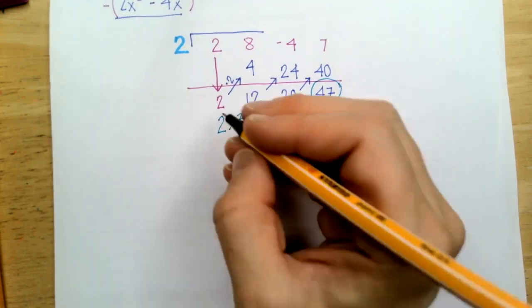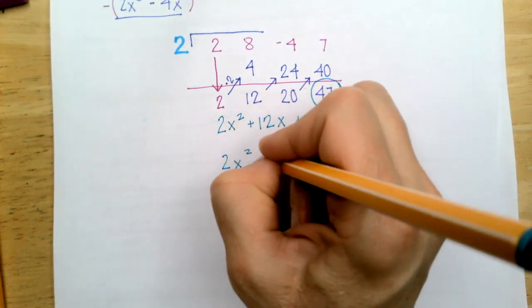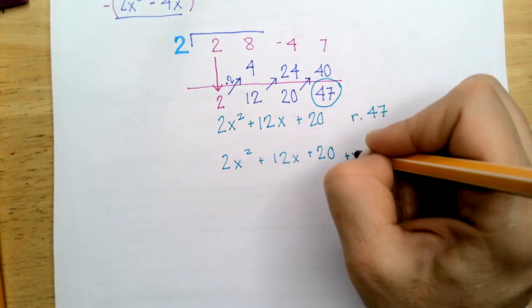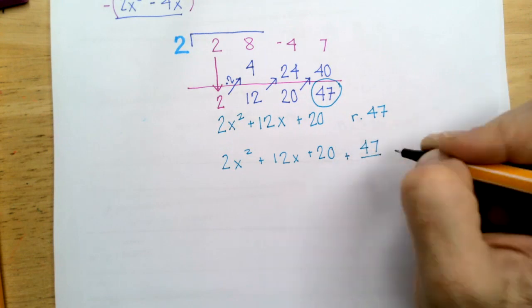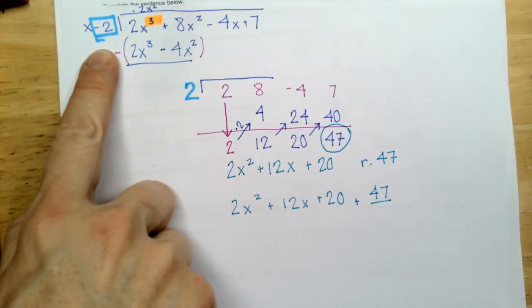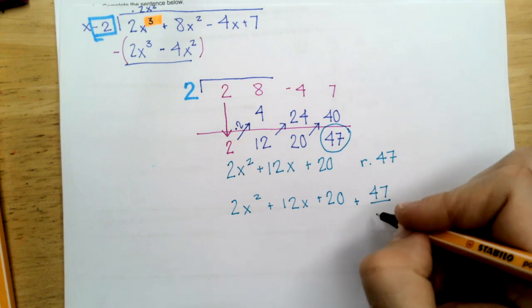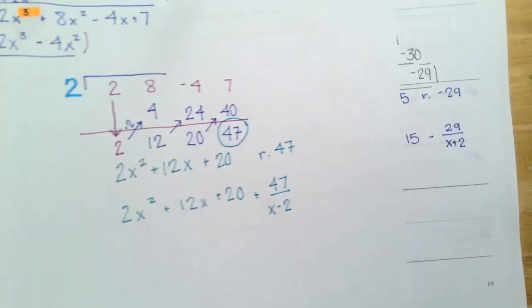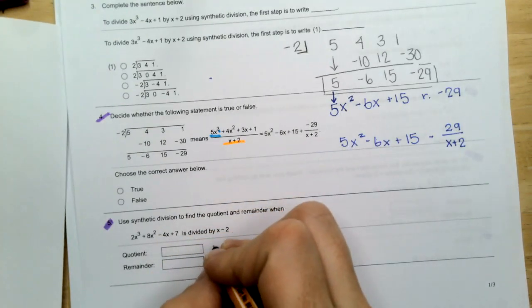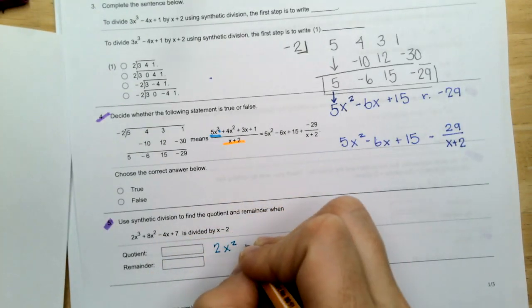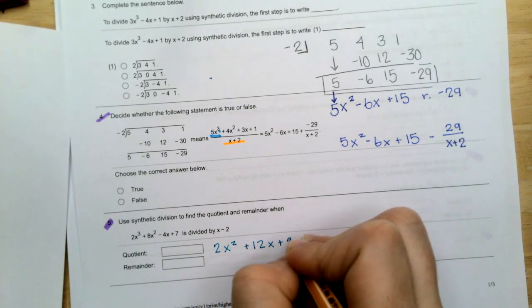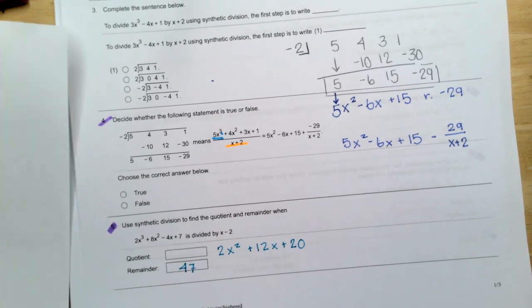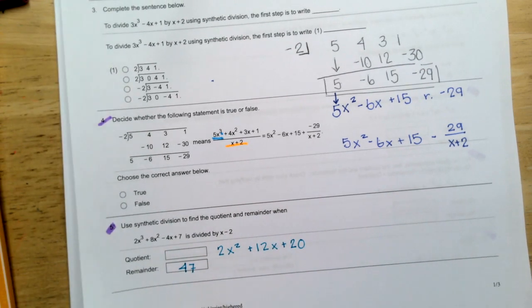Okay? Or we can write it as 2x squared plus 12x plus 20 plus, because it's a positive, 47 over, and then take your original, x minus 2. All right, so my answer for number 5, my quotient would be 2x squared plus 12x plus 20. And if they ask for a remainder, I'm just going to write the number 47. Good? So there's number 5.